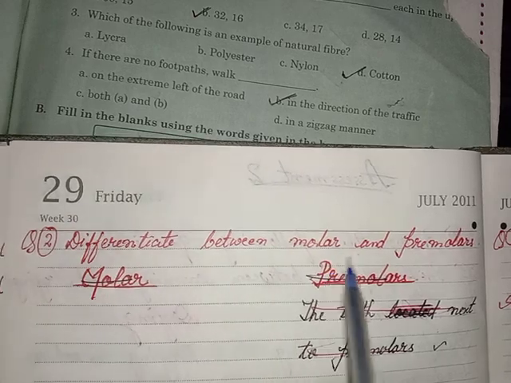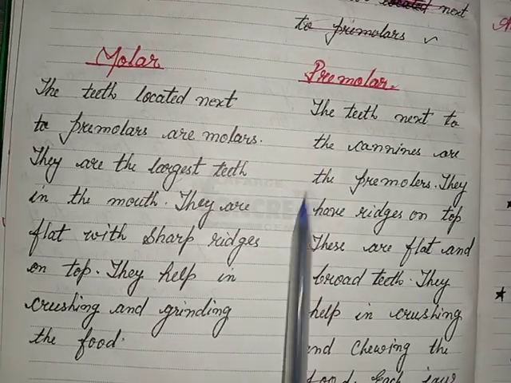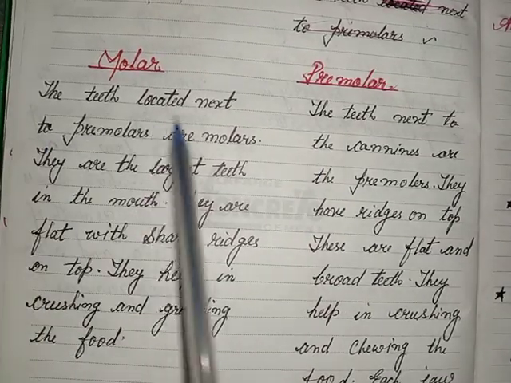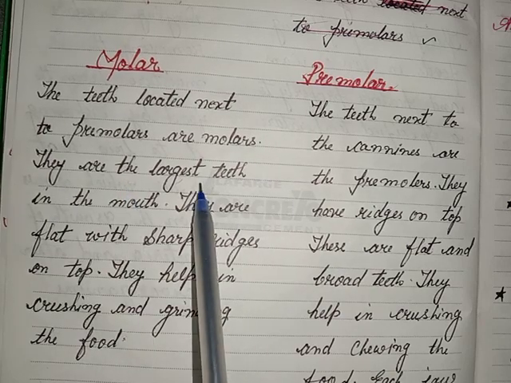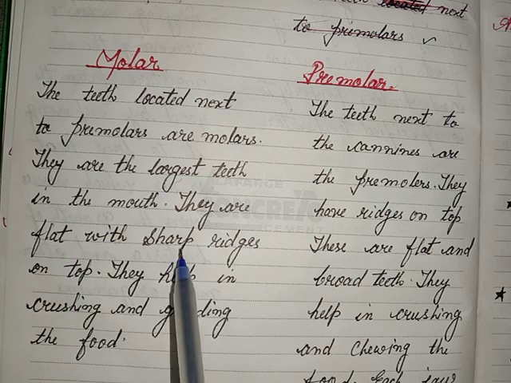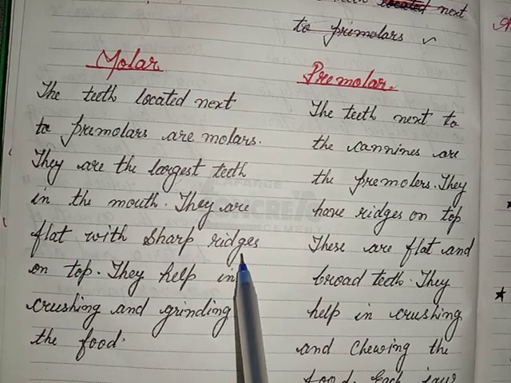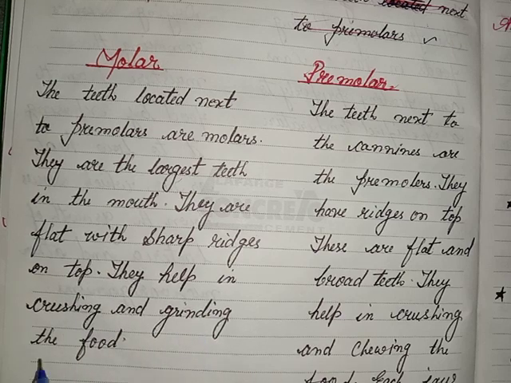Second, differentiate between molars and premolars. Molars. The teeth located next to premolars are molars. They are the largest teeth in the mouth. They are flat with sharp ridges on top. They help in crushing and grinding the food.